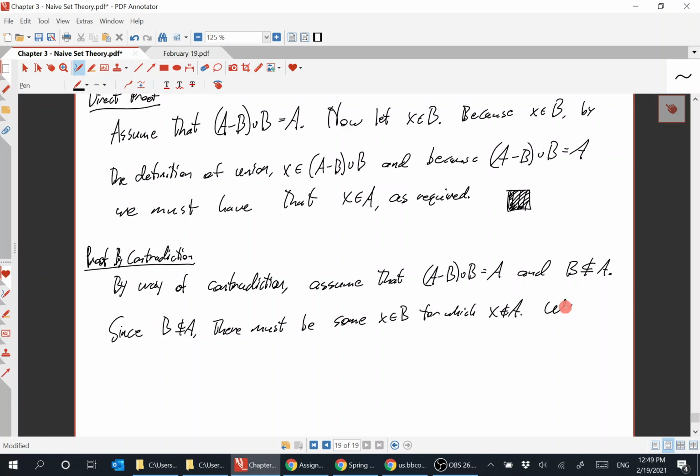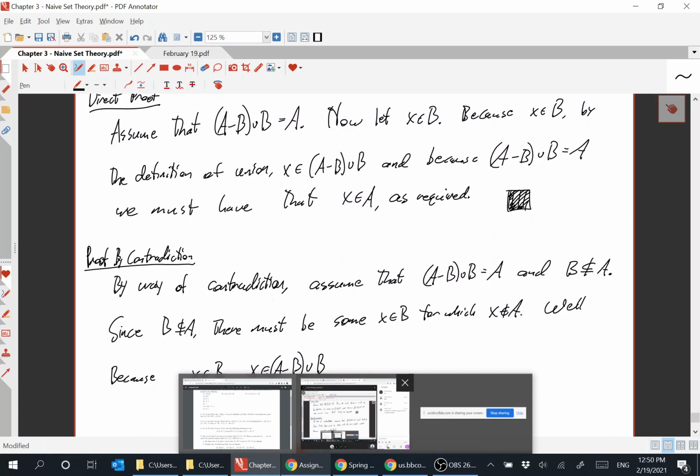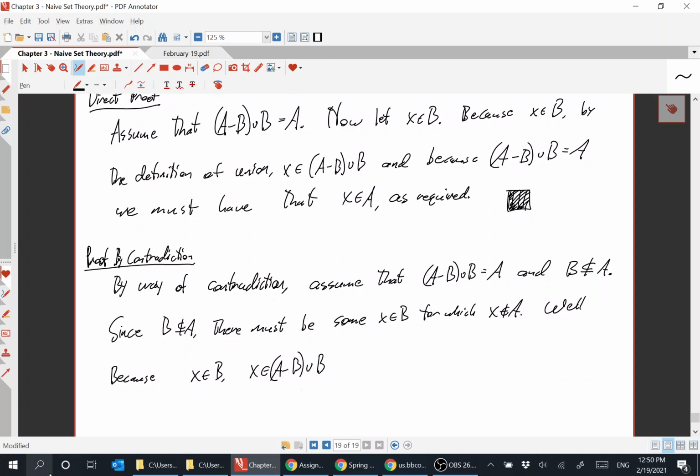Well, because X is an element of B, just like we did before, X is also an element of this union, A minus B union B. But A minus B union B is equal to A, which means X is in A.